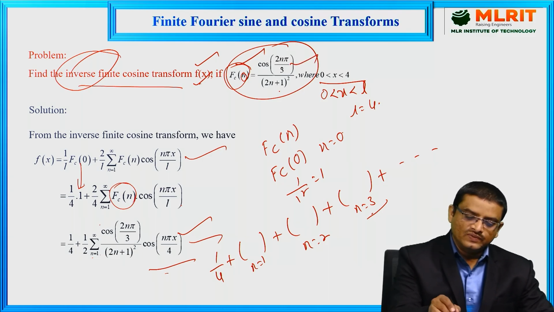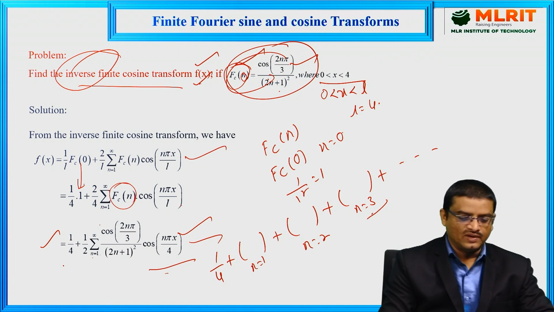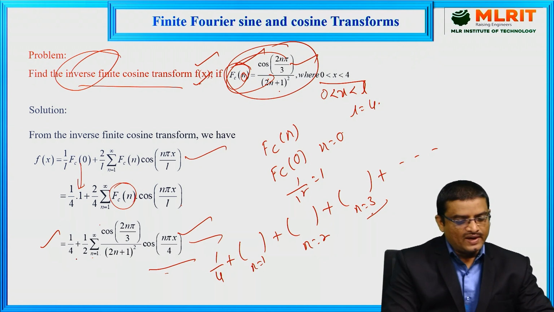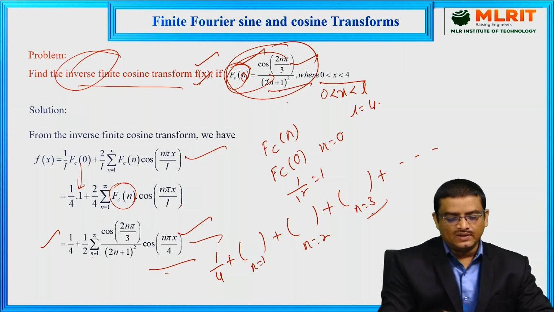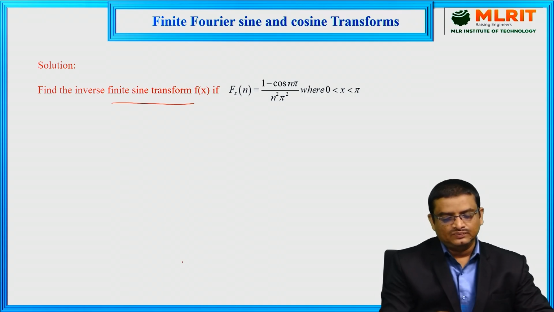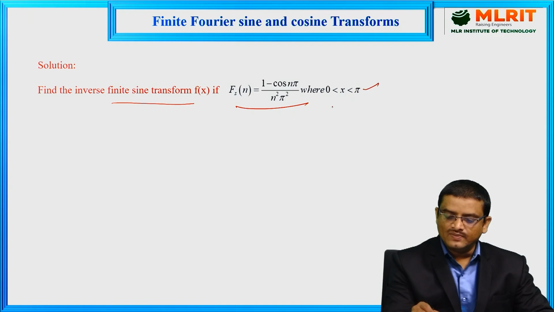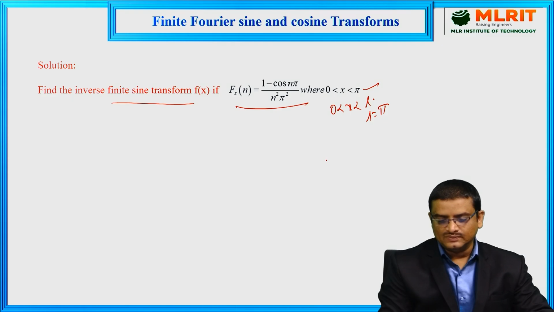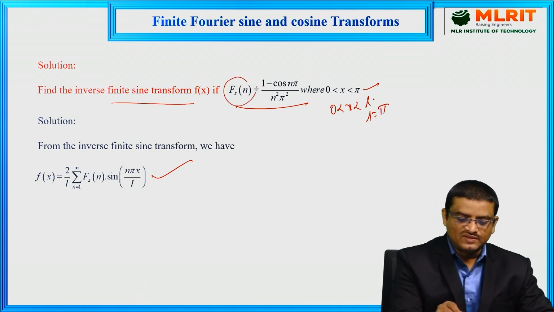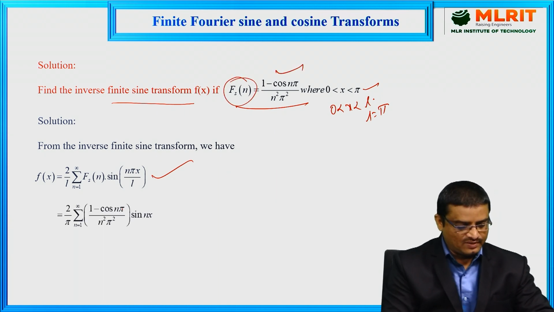Now in reverse, we are going to find out the function for which this value is suitable. So this is the function for which the finite Fourier cosine transform value is given. Now similarly, the finite sine transform of f(x) where this value is given. So the interval is 0 < x < π, which is of the form 0 < x < L. You will get L is equal to π. Now use that formula. Substitute L is equal to π and replace the F_s(n) with this value in the standard formula here.